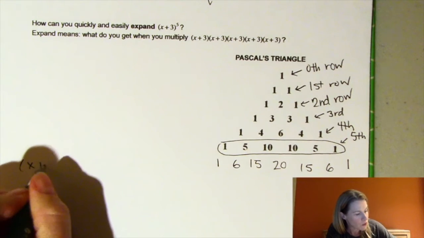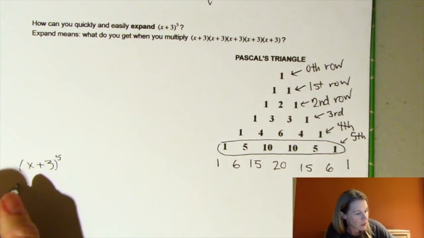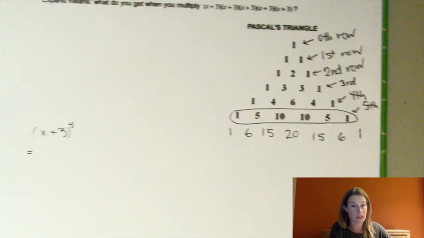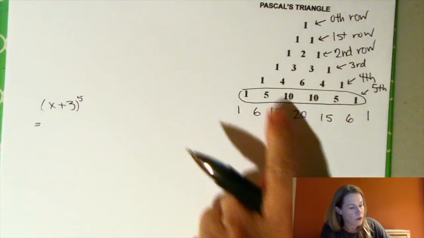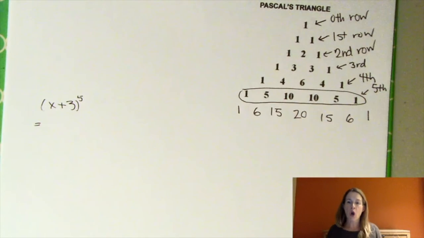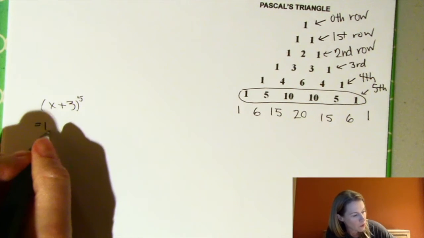So x plus 3 to the 5th equals, and we need a little bit of room here because it's going to be a lot of terms that I'm about to write out. So this 1, 5, 10, 10, 5, 1, those are going to be the coefficients of each of the terms as we expand. So the very first term is going to have a 1 as a coefficient.